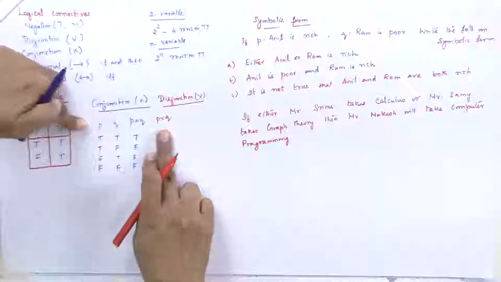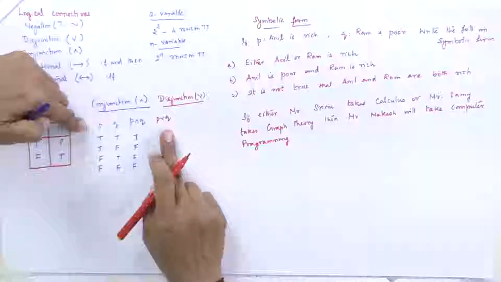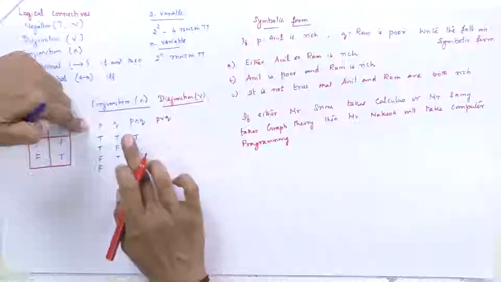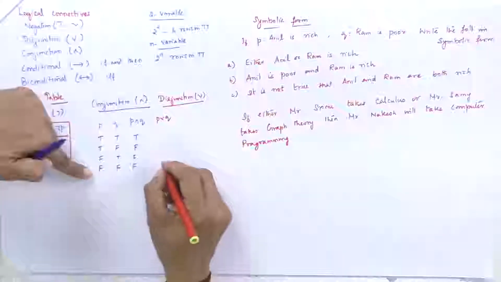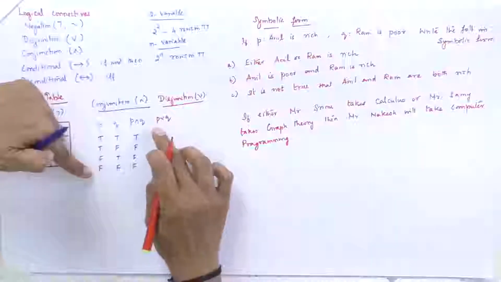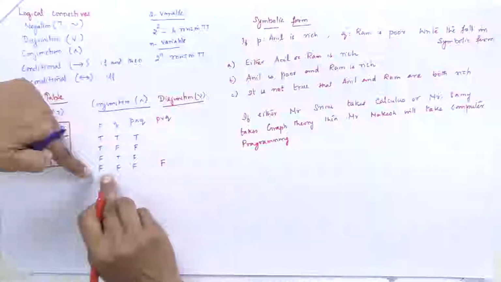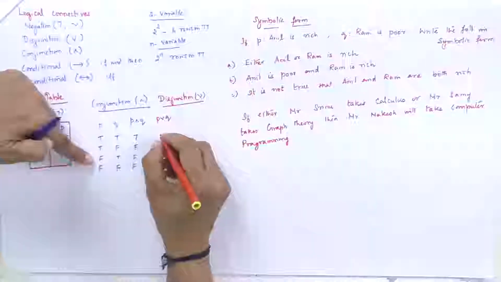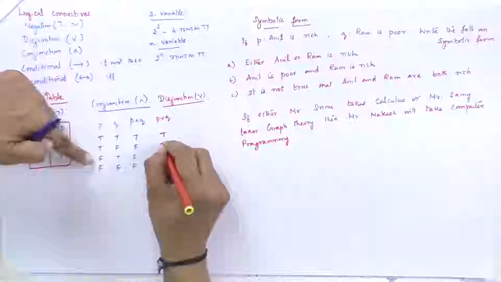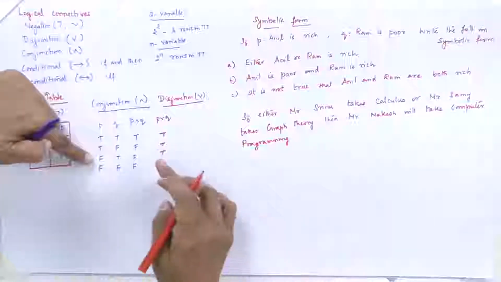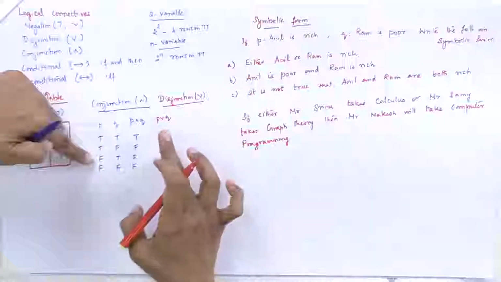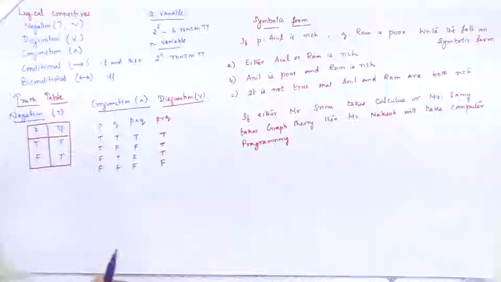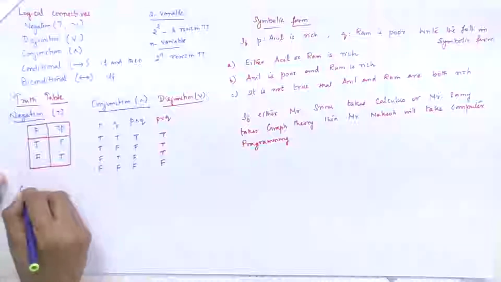And how do I give the truth value of this P or Q? The truth value of P or Q will be F if both P and Q have the truth value F. So here, P or Q will have the truth value F if both P and Q have the truth value F. Otherwise, the truth value is only T. So this is the truth table for the disjunction connective. And next we will see the conditional and biconditional.